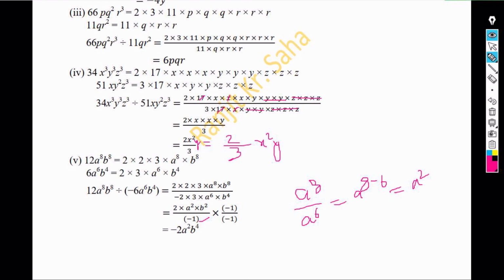Now, to remove minus 1 from the denominator, multiply numerator and denominator by minus 1. This minus 1 into minus 1 becomes positive, the denominator becomes positive, and you will get minus 2a square b to the power 4.